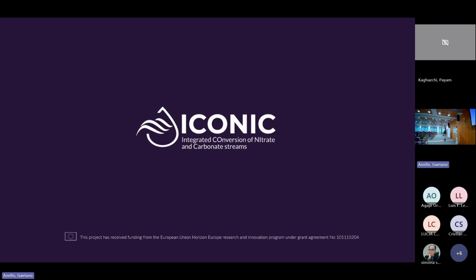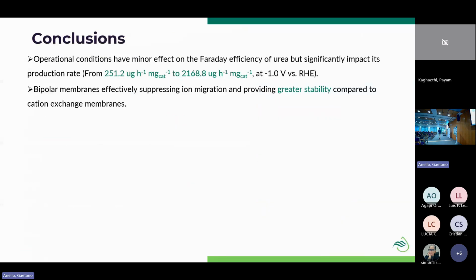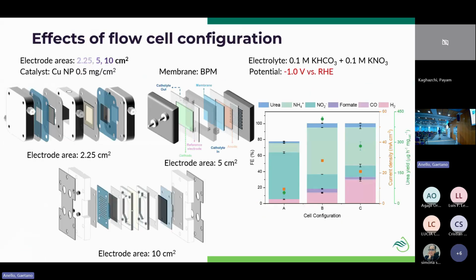Thanks for the nice presentation. I have a question. In one of your slides, you showed that when the area of the electrode changes, you get more hydrogen when it's bigger and more nitrites when it's smaller. Do you have an explanation for that?